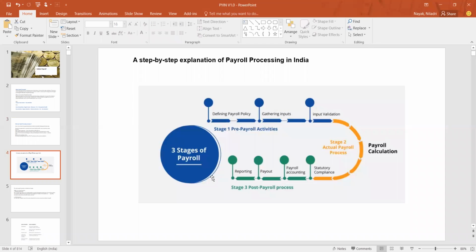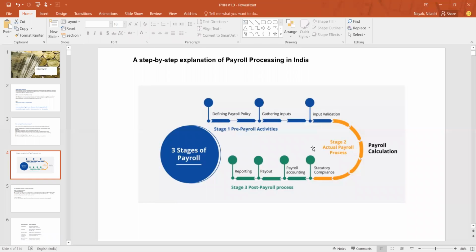So what do we understand by pre-payroll activities? Mostly, whatever payroll policy you have defined, you have to gather your inputs. When I say inputs, it's all of your master data or payroll data, time-related data, and there should be some validations on whether that is properly maintained or not. Suppose I'm talking about the PAN number. There is a specific PAN structure for Indian payroll, and that must be maintained. Those kinds of validations must be there. So this is the first pre-payroll activity we generally do.